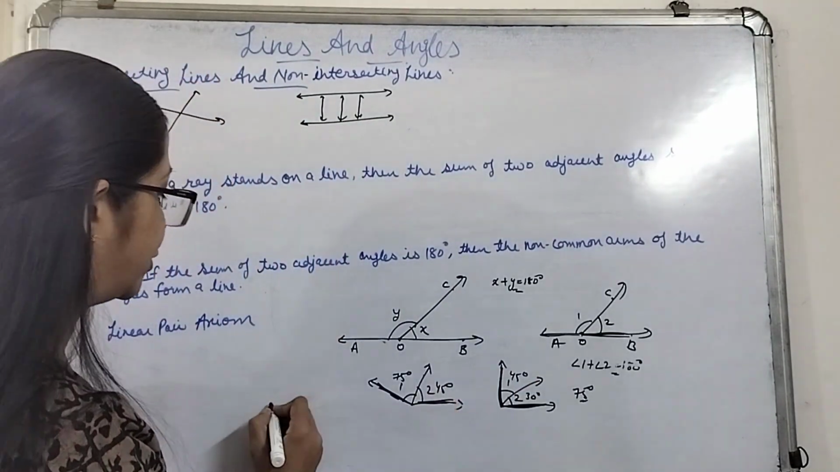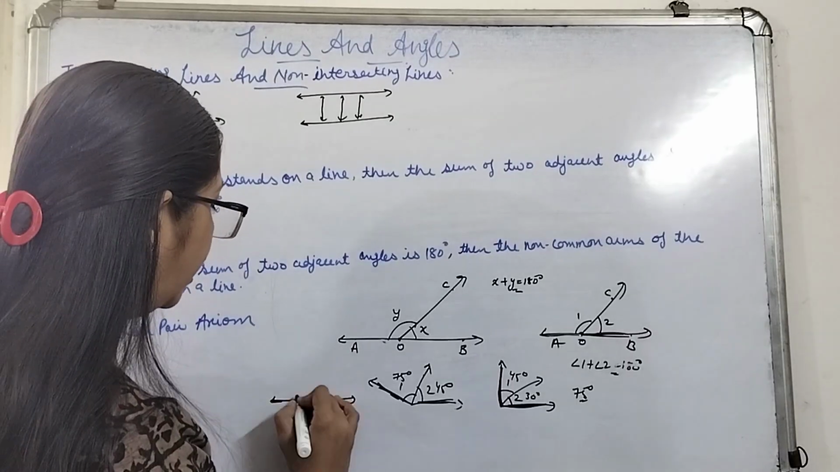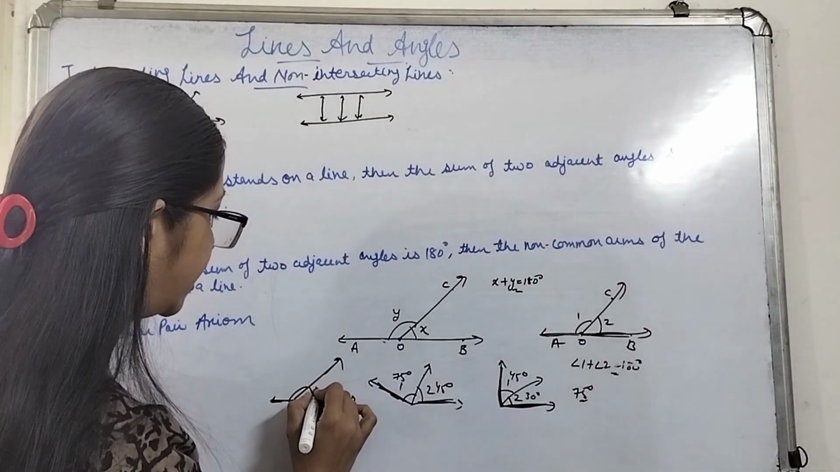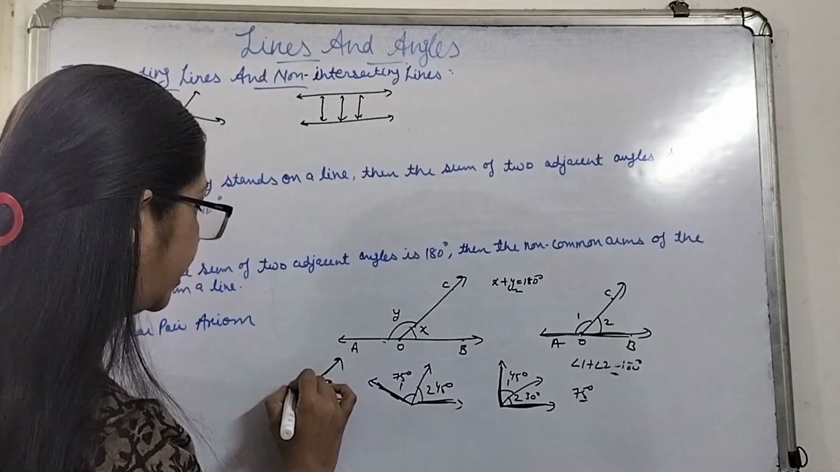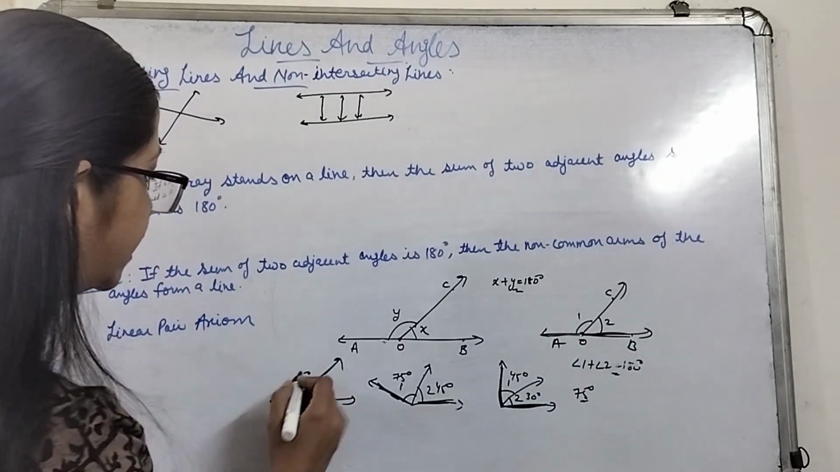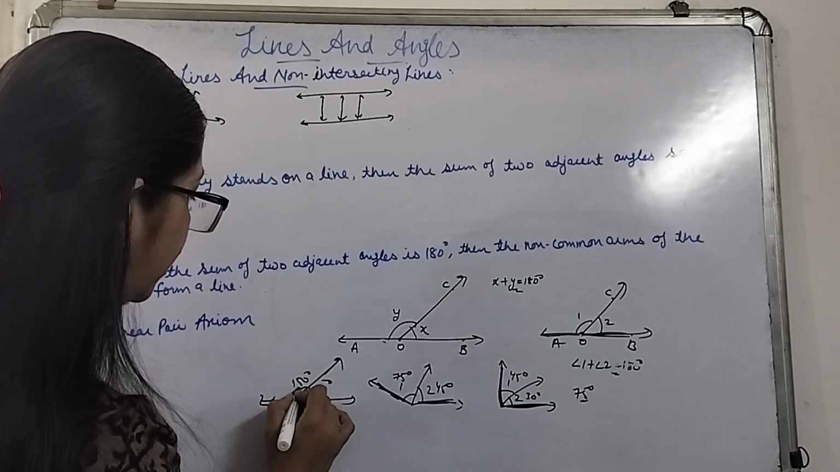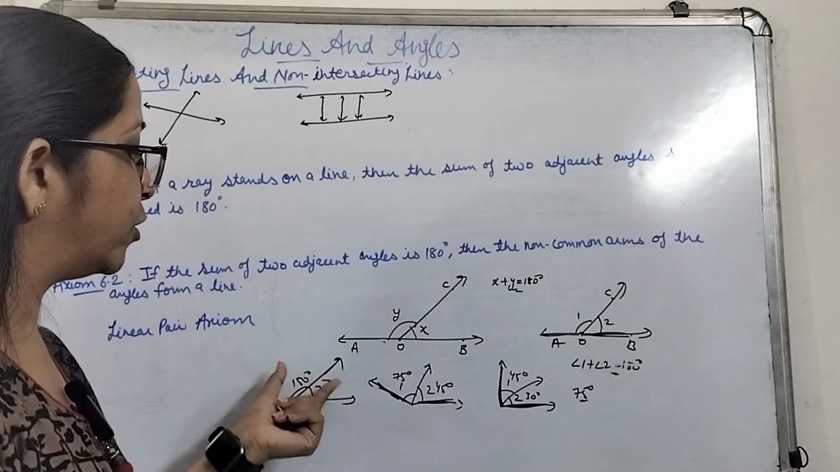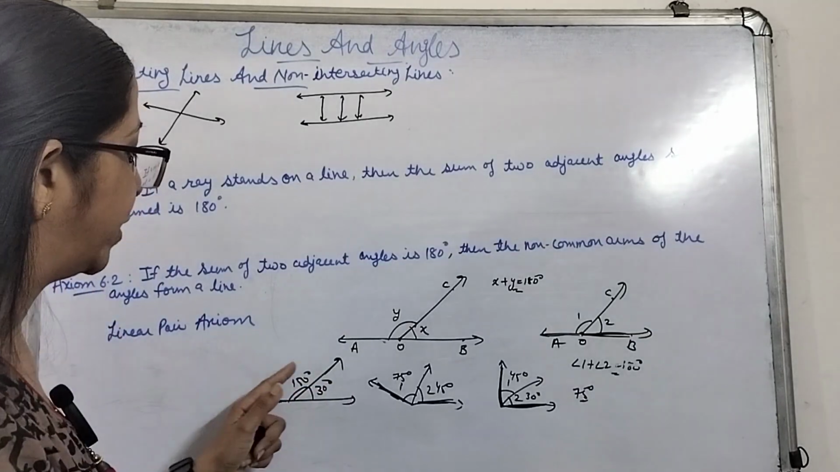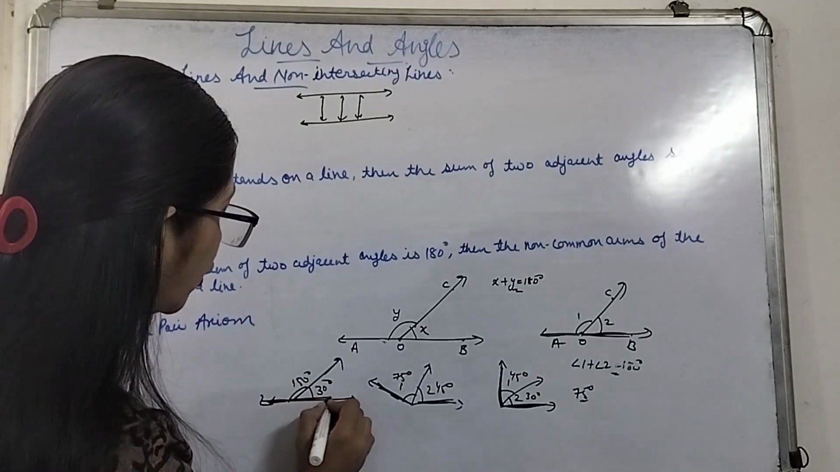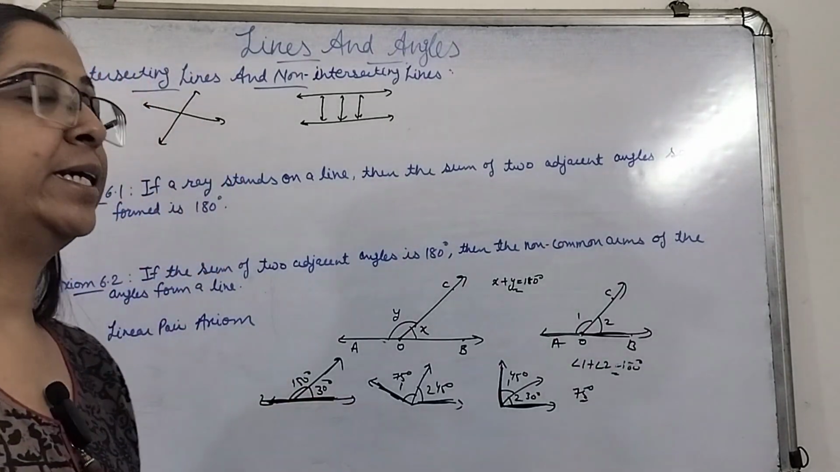Now suppose I am going to take these two adjacent angles. Suppose this is your 30 degrees and this is your 150 degrees. Now over here the sum of the adjacent angles, this one is 150 degrees, and this is another adjacent angle, that is 30 degrees. Because the sum of these two is equivalent to 180 degrees, that's the reason for these two adjacent angles the non-common arms will form a straight line.